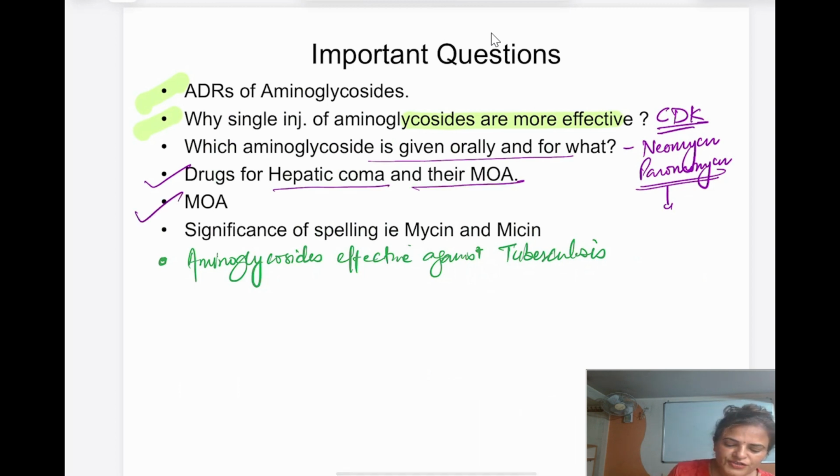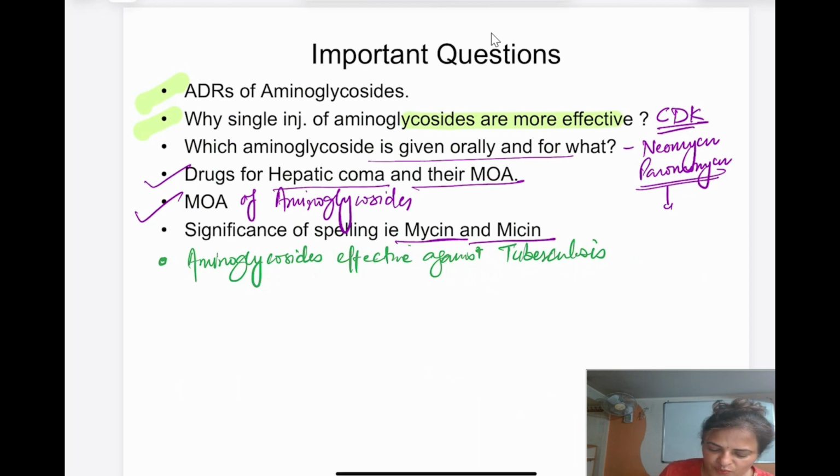Then the mechanism of action of aminoglycosides: they freeze the initiation and they cause misreading of the messenger RNA codon. Then the significance of the spelling of mycin and micin. This y and i is a viva-voce question.